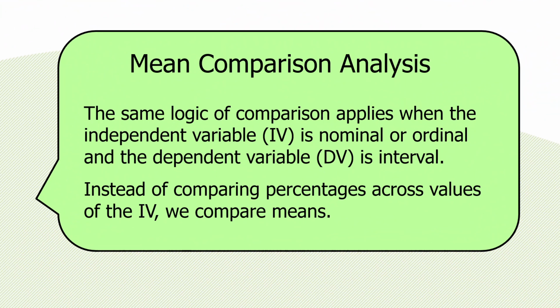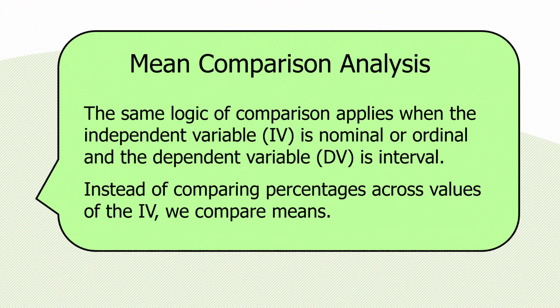And the same logic applies. The same logic of comparison applies when the independent variable is nominal or ordinal, and the dependent is interval. We separate cases on the independent and compare mean values on the dependent. Instead of comparing percentages across values of the independent, we compare means. So that makes our job a lot easier because we don't have a lot of percentages to make sense of. We have one value, a mean, accompanied by the number of cases in that category.